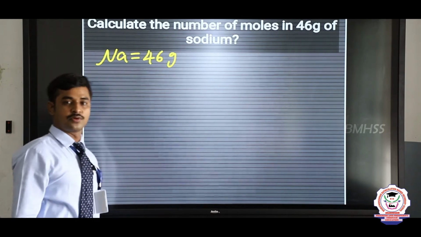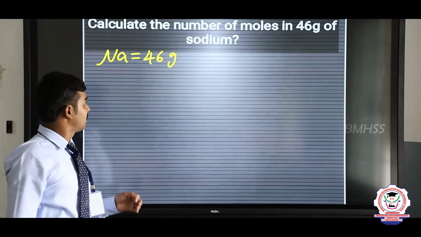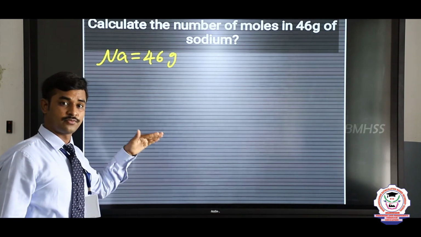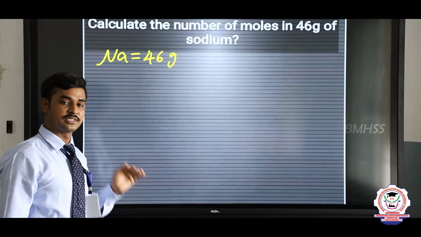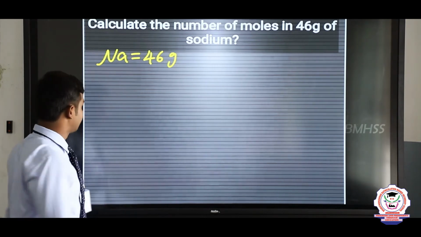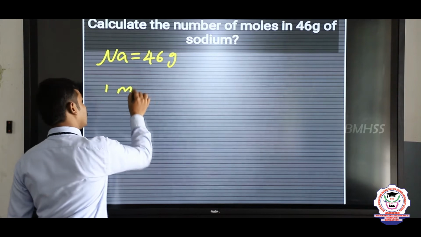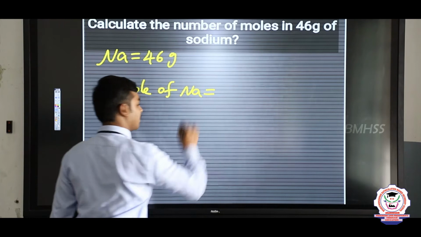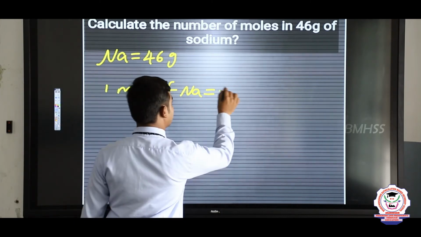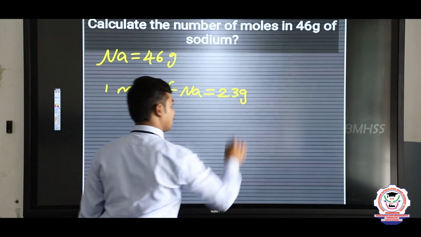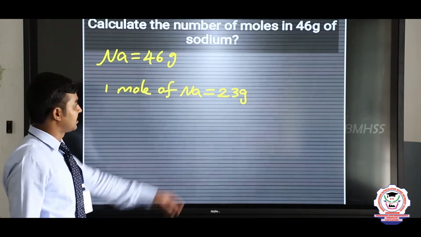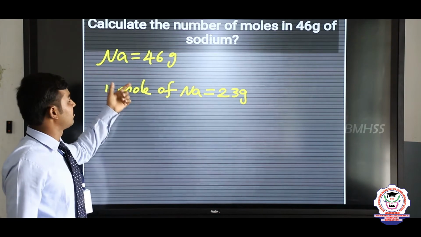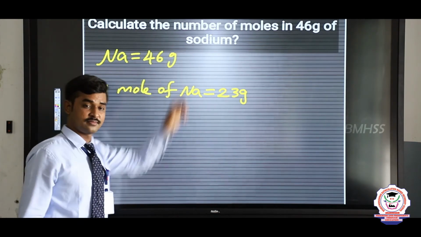So, to find the moles, we need to find how much weight there is for a mole of sodium. How much is the weight for 1 mole of sodium? 1 mole of sodium has the weight 23 gram. As per the periodic table, 23 gram of sodium is present in 1 mole of sodium. So, how many moles will be present in 46 gram?